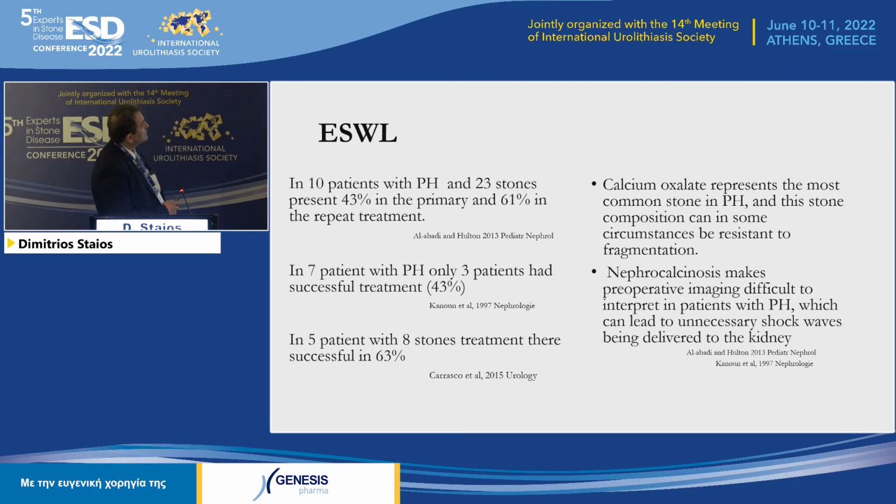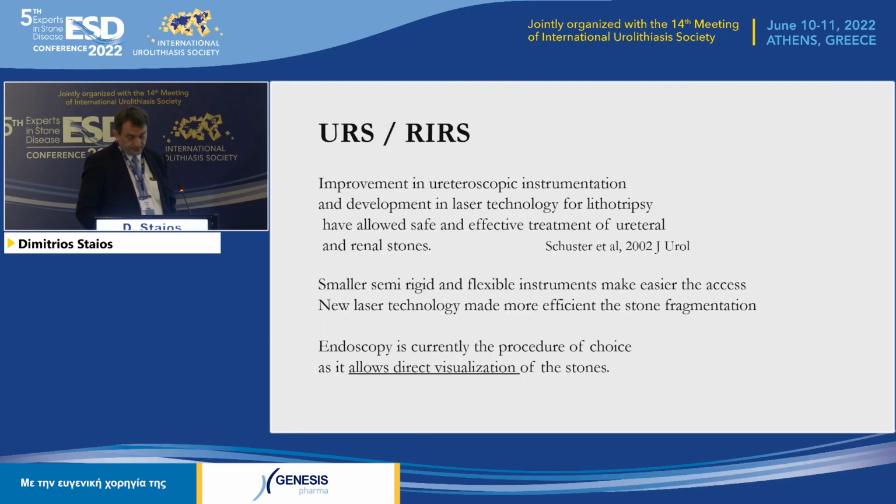We have a success rate of about 40% in 3 cohorts, and after the second treatment, it went up to 61%. That is because, as we have mentioned, calcium oxalate stones are resistant to fragmentation, and due to nephrocalcinosis, we cannot aim easily at the stone. The improvement of ureteroscopic instruments and the development of laser technology have allowed us a safe and effective treatment of ureteric and renal stones.